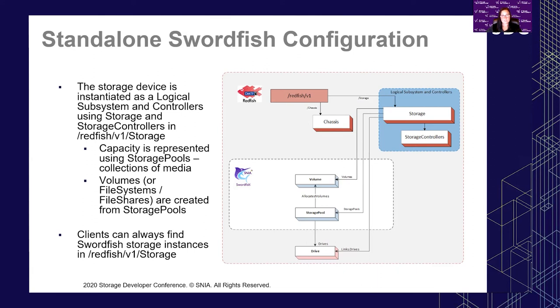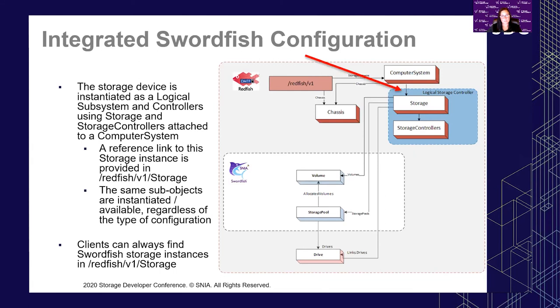If we go to the next configuration, the integrated Swordfish configuration, which is what we saw earlier but we'll repeat here, this is a model that works if you're just attaching storage to a single computer system. You can see the storage is now connected to a computer system as opposed to /redfish/v1 storage system. What you do here is you add a reference link from this storage to /redfish/v1/storage. Then the client can always find that instance. But other than that, you can see the model here stays the same.